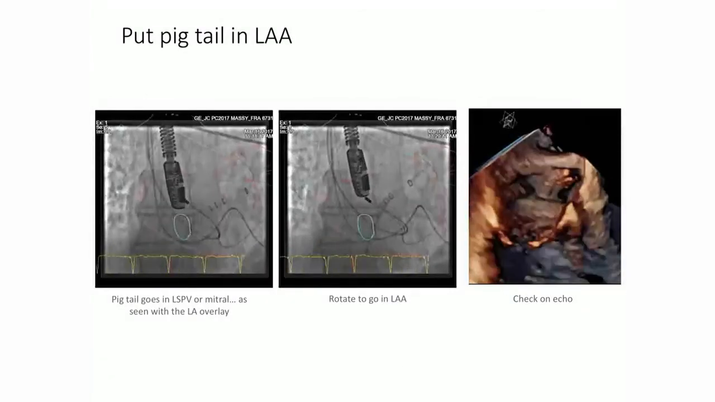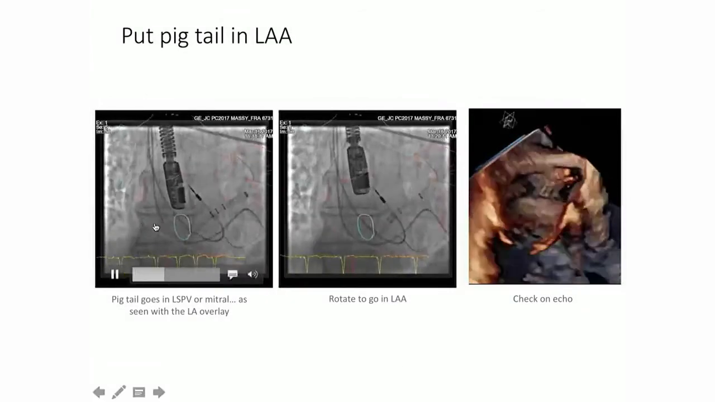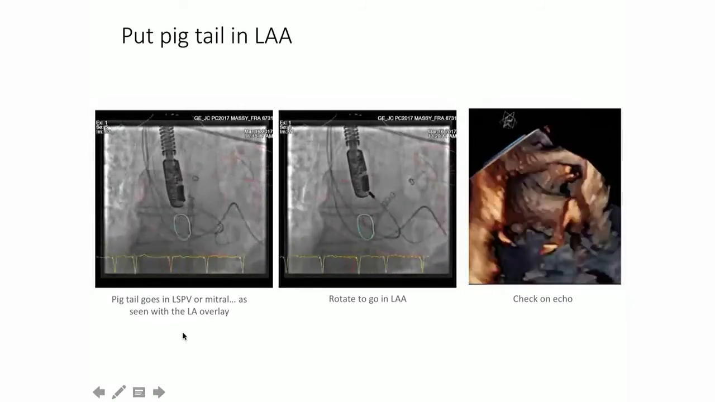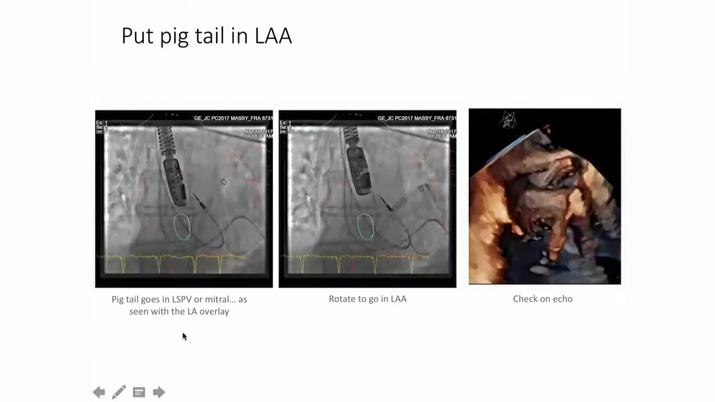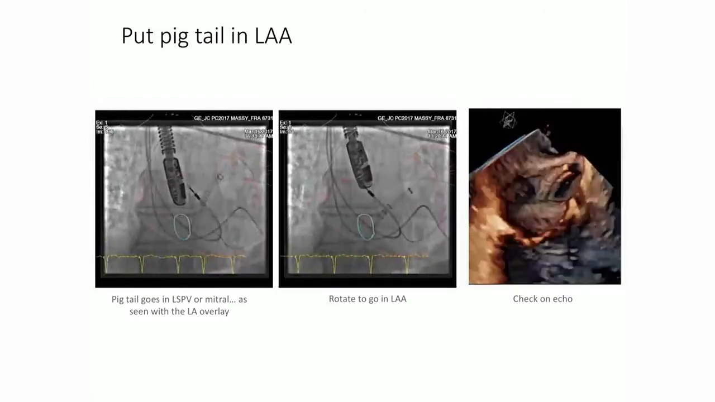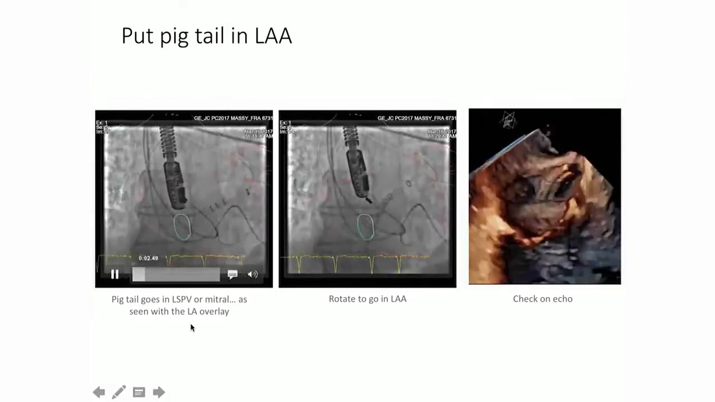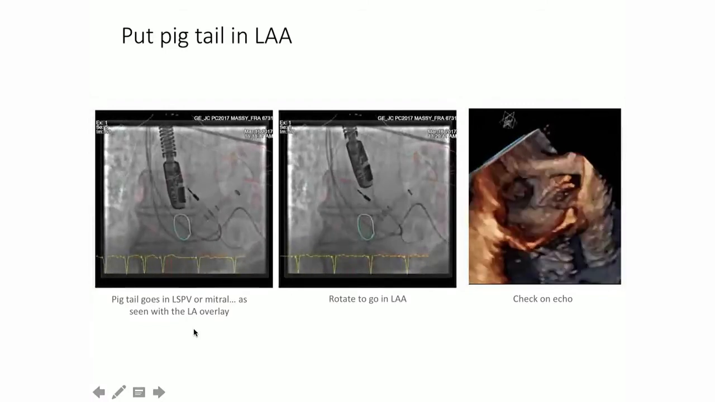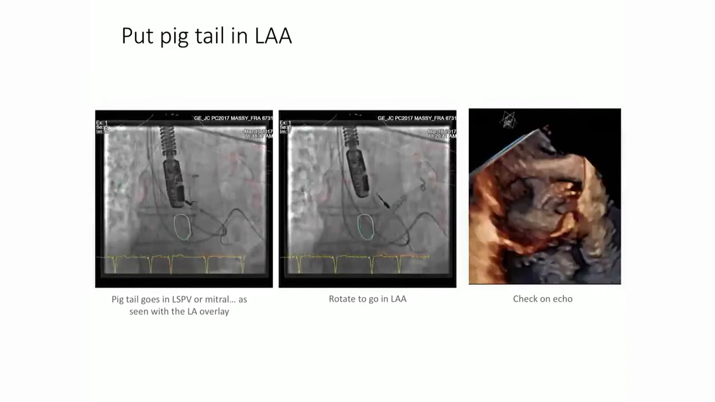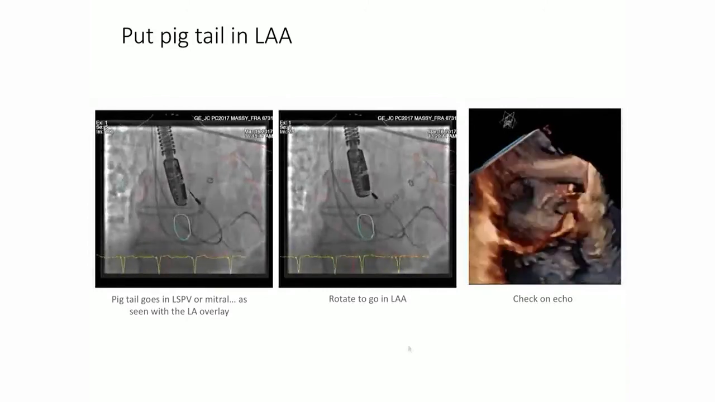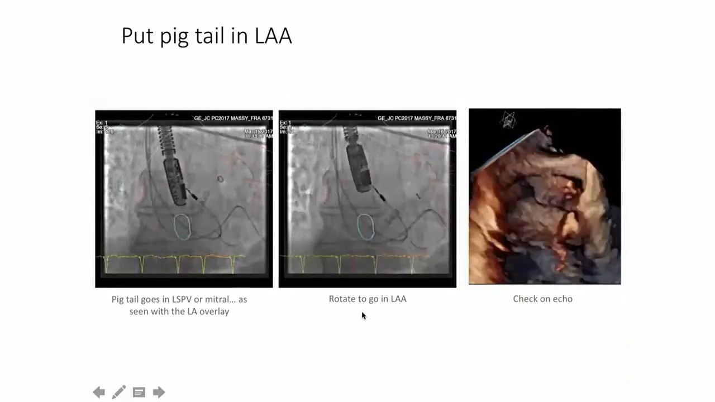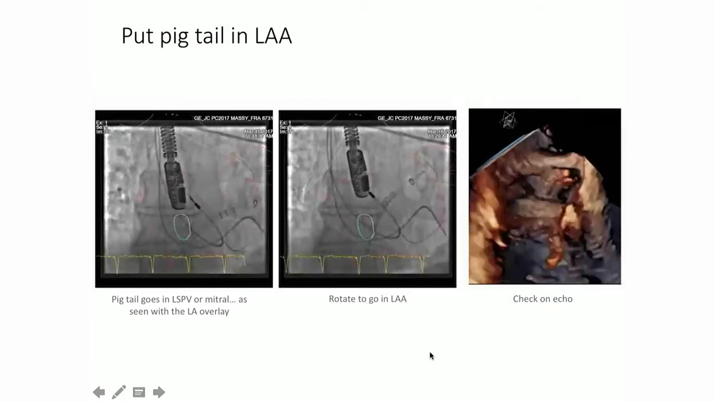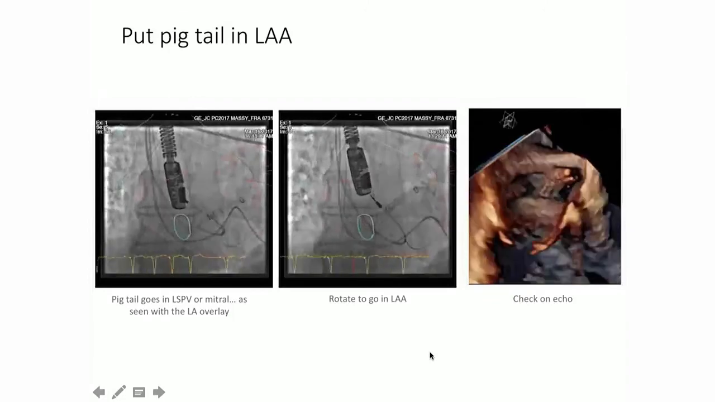The following step is to introduce the delivery sheath. As you can see, it's already been introduced. We introduce a pigtail in the LAA. As you can see here on the left, it's initially going towards the mitral, then it's going towards the left superior pulmonary vein. And then with a little bit of counterclockwise rotation, we eventually find our way into the LAA. We double check that on echo to make sure that everything is okay.